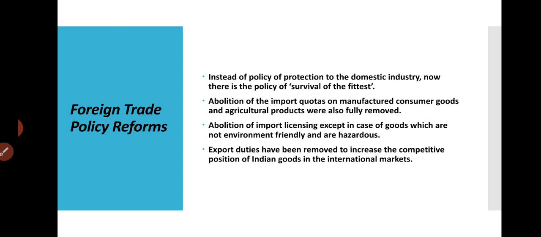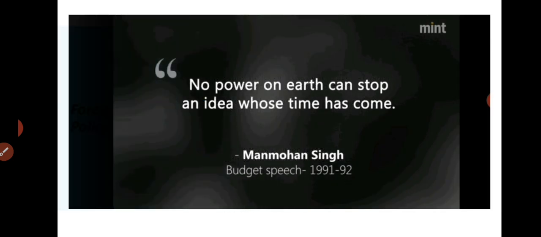Import quotas on manufactured consumer goods were abolished, and those on agricultural goods were also fully removed. So import quotas on these things were fully removed. Import licensing was abolished, except in the case of goods which are not environment friendly and are hazardous. So except in these two cases, import licensing was also finished. Export duties have been removed to increase the competitive position of Indian goods in the international markets. So export duties were also eliminated so that our exports get encouraged and we can get foreign currency.